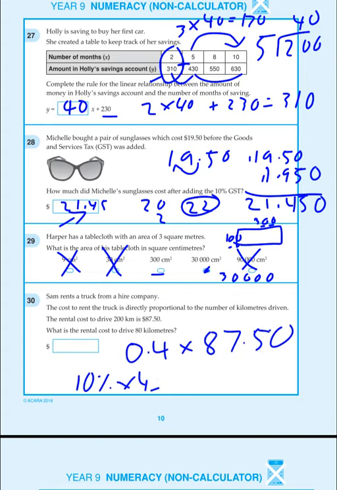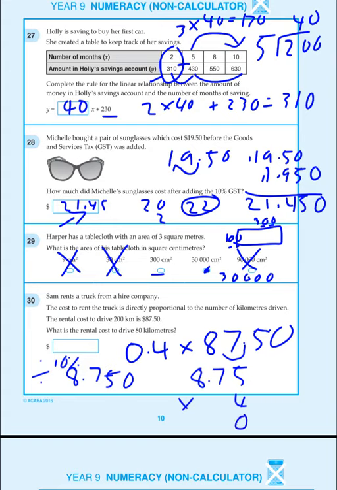So first up, we want to divide by 10. So to divide 87.50 by 10, we move the decimal place 1 across, and we get 8.750, and that is our 10% value. But we want 4 of those, so now we've got to multiply by 4. And now if we just do 8.75 multiplied by 4, 4 times 5 is 20. 4 times 7 is 28, plus 2 is 30.